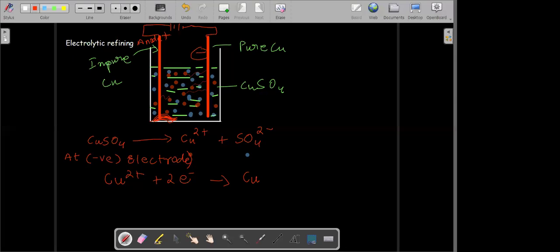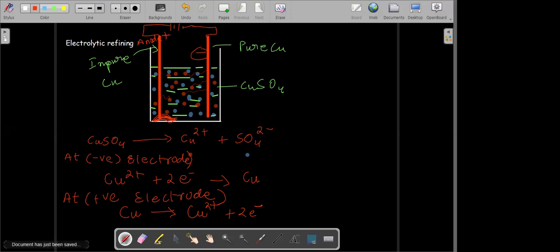So I have written what happens at the negative electrode. Now let's see what happens at the positive electrode. At the positive electrode, we observe that copper is moving into the solution. It is becoming Cu2+ and donates 2 electrons. The 2 electrons travel through the wire to the positive terminal of the battery. So in this way, you are able to purify copper.